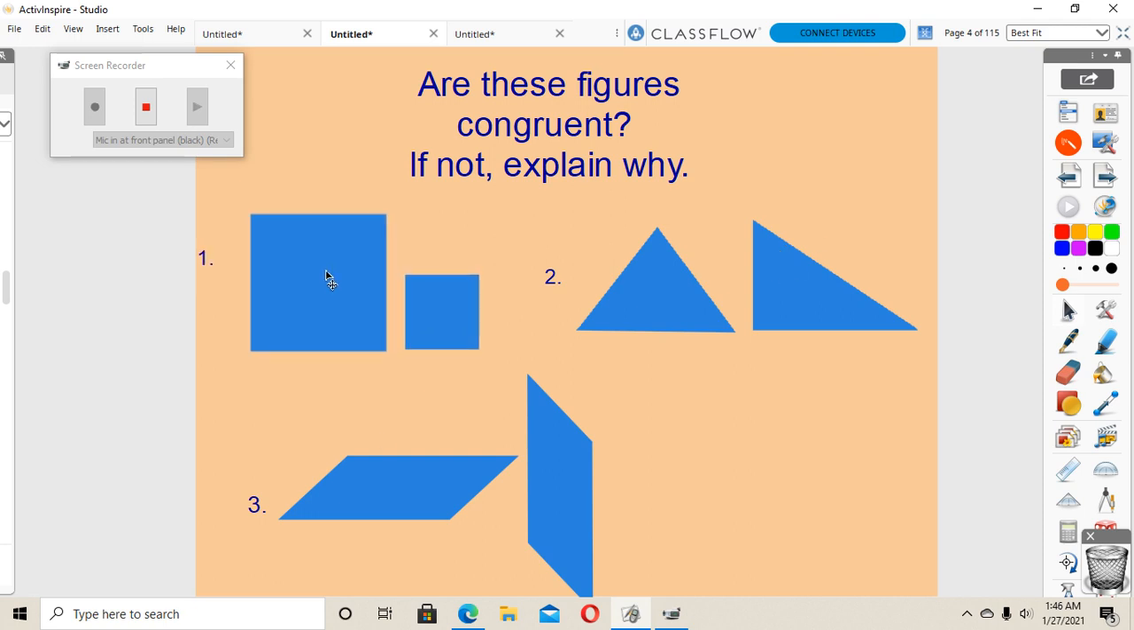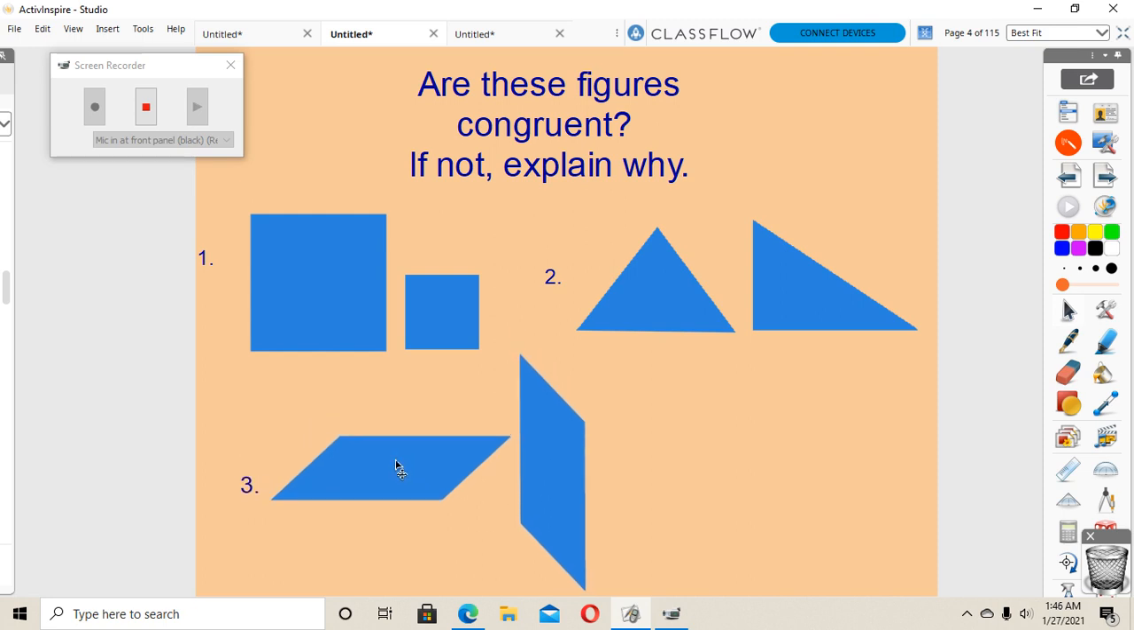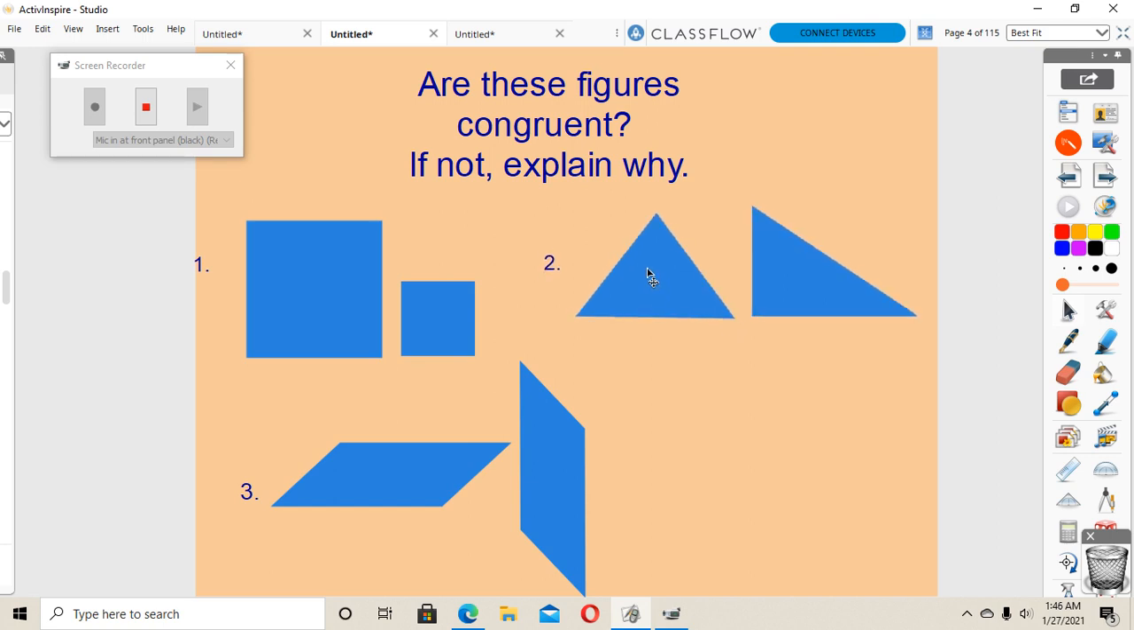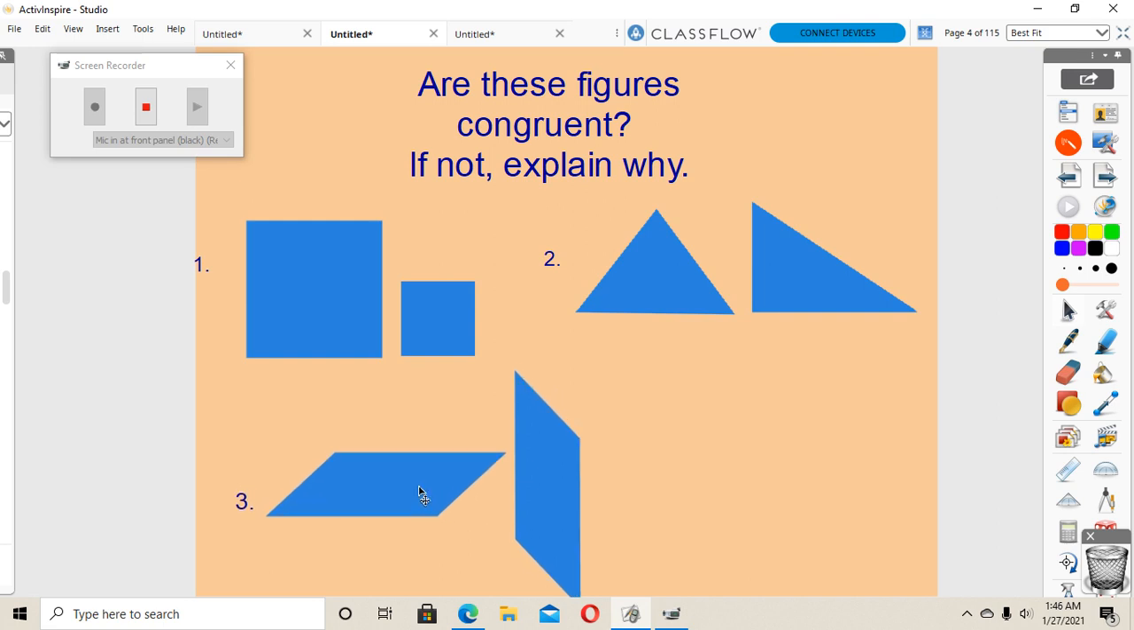In figure 3 we have both shapes as parallelograms. The angles are the same and the measurements of the shapes are also the same. We can say figure 3 is a congruent figure. Figures 1 and 2 are not congruent, because in figure 1 the angles are equal but the sizes are not the same, and in figure 2 both size and angles are different. Figure 3 is congruent because the size and the angles are equal.